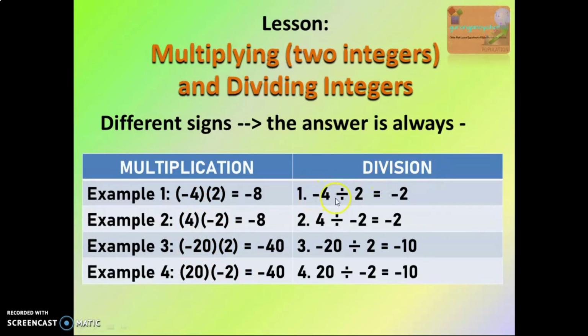So, we have negative 4 divided by positive 2. We have positive divided by negative, negative divided by positive, positive divided by negative. So, pag hindi parehas yung sign or magkaiba yung signs ng minumultiply natin at dinidivide natin, you can see that our answers are always negative. Okay, so always negative. Different signs, the answer is always negative.